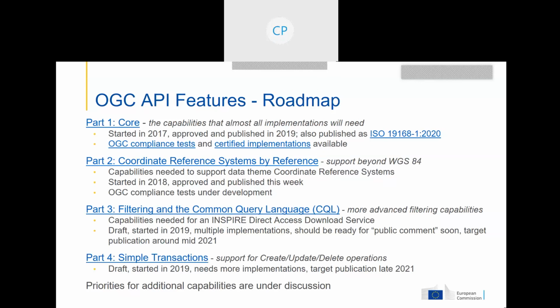And the fourth part is about simple transactions. Not sure if the name will stick, but it's basically just create, update, delete feature operations. In that sense, it's less relevant for Inspire itself. And there we are also not there yet. I would say we need more implementations, but it's been coming. There have been sprints on that topic to get more implementations. I think it will be somewhat later, probably around late next year, when this will be a standard. Right now, there are lots of additional capabilities that have been requested several times and that are under discussion in the GitHub repository.